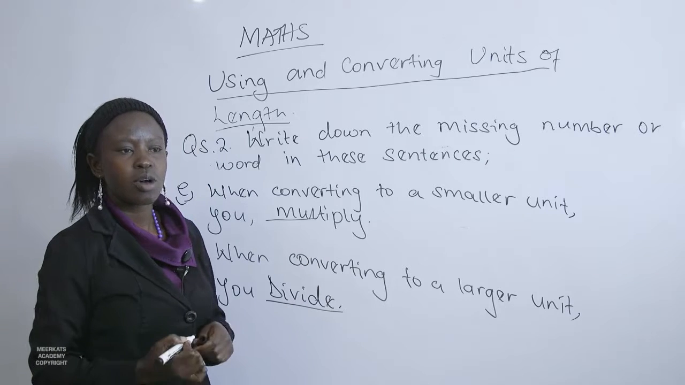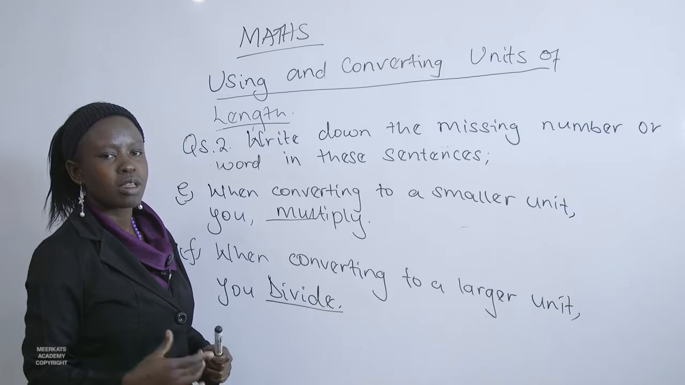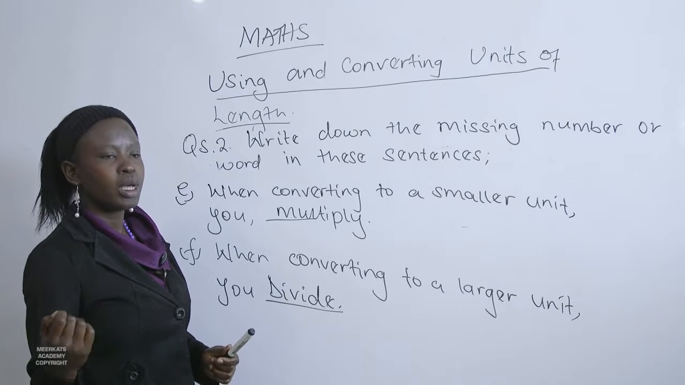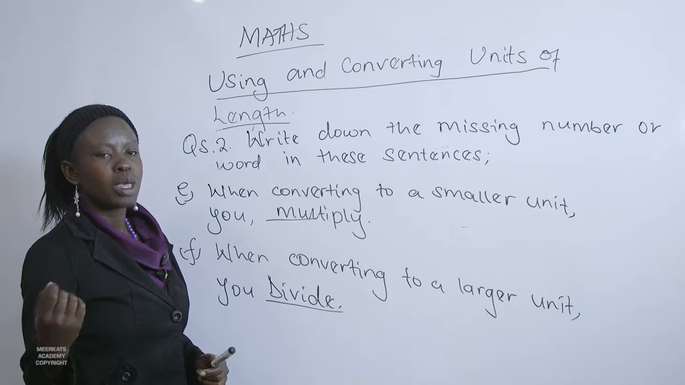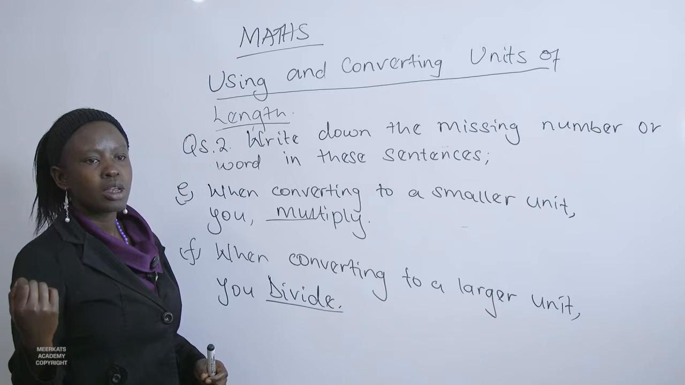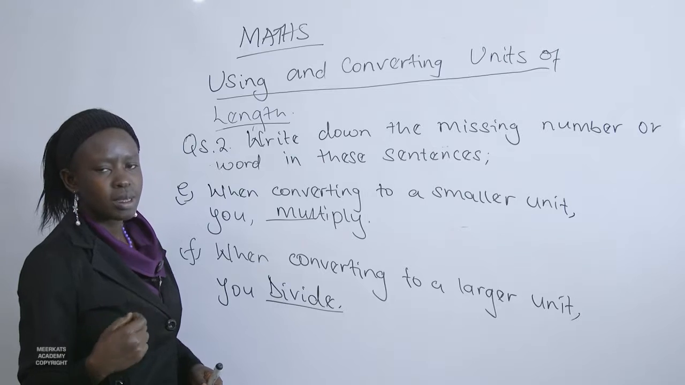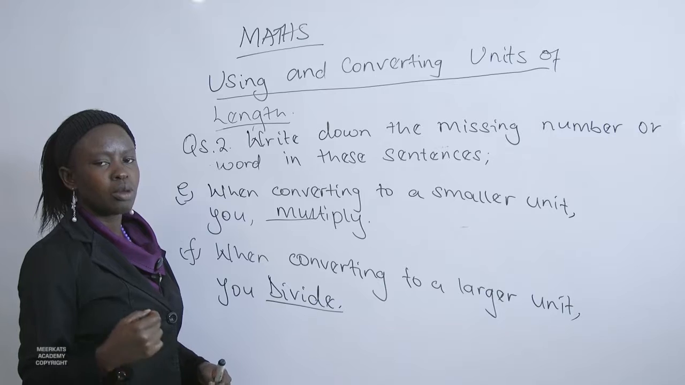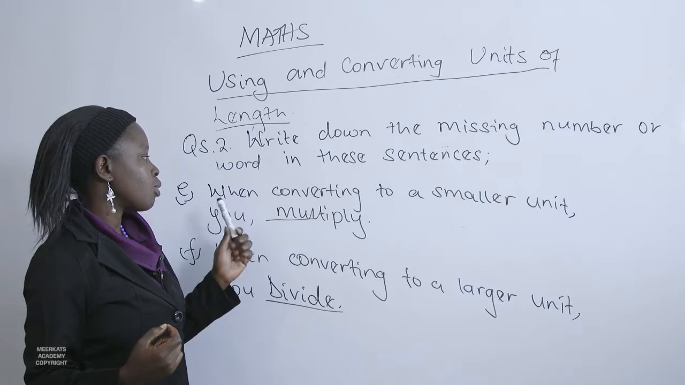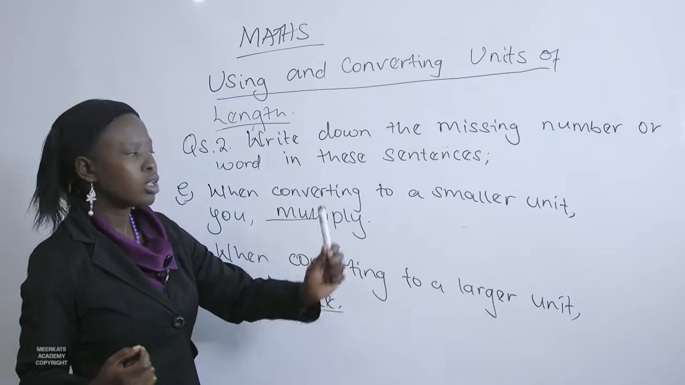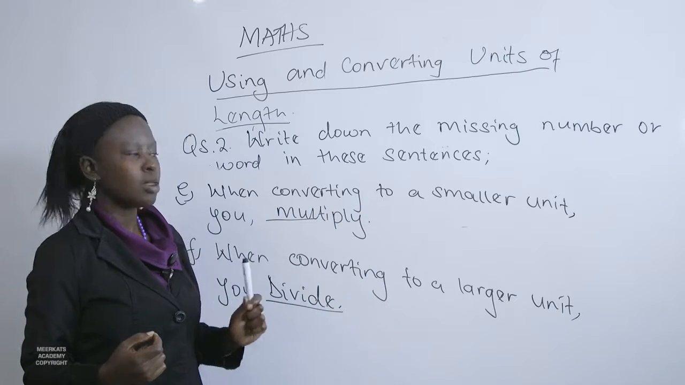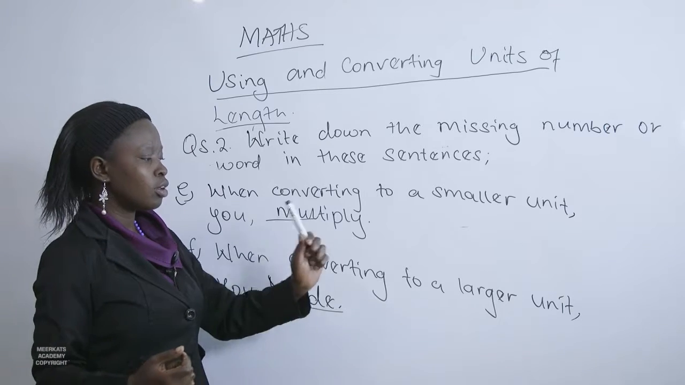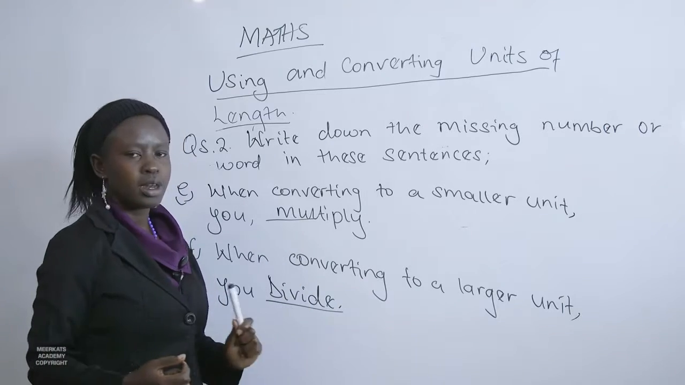So for instance, if you are converting from millimeters to centimeters, then it means you are converting to a larger unit, so you will divide. When we are converting from kilometers to maybe centimeters, then it is from a large unit to a smaller unit, so we are going to multiply. So when converting from a large unit to a smaller unit, we multiply. When converting from a smaller unit to a larger unit, we divide.